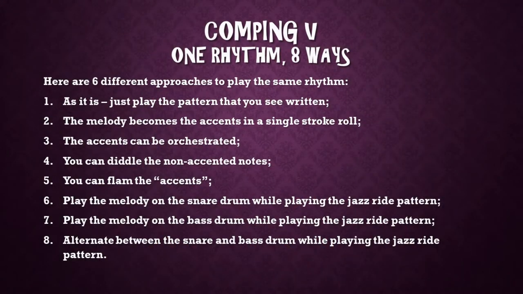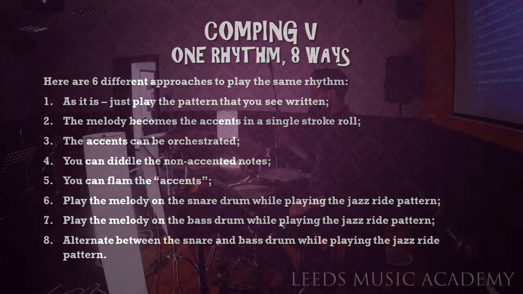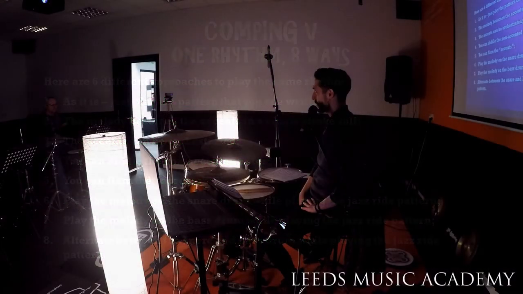The third way, the accents can be orchestrated. Bring some color into your playing, add some toms, but you follow the same rules. The fourth way, you can then diddle the non-accented notes. So the notes that you keep as ghost notes can then become doubles, so you can create what I call accented rolls. Okay, I can't say all that, but you get the point.